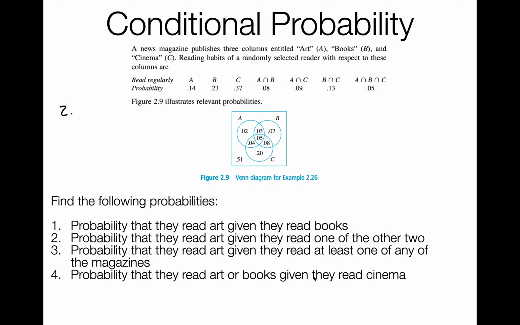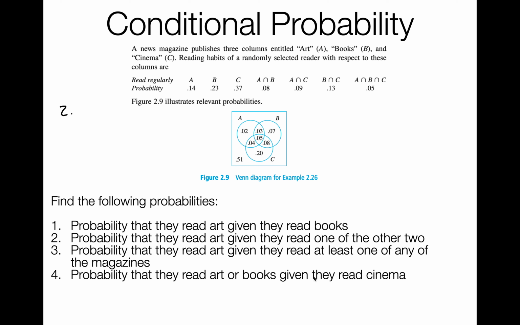Number 2 asks, what's the probability that they read art given they read one of the other two? All right, art given that they read one of the other two. Now, when you get to these types of questions, the hardest part is going to be translating from words to mathematical symbols.